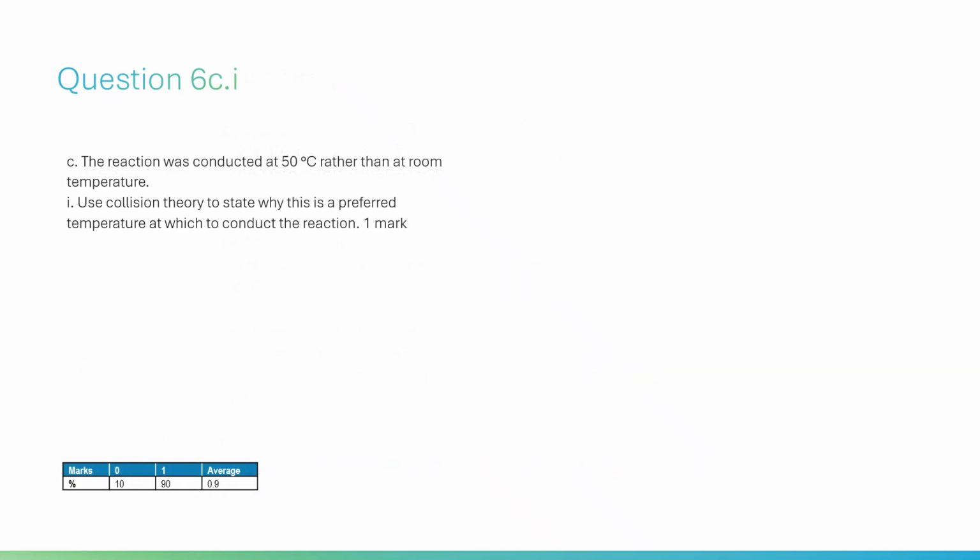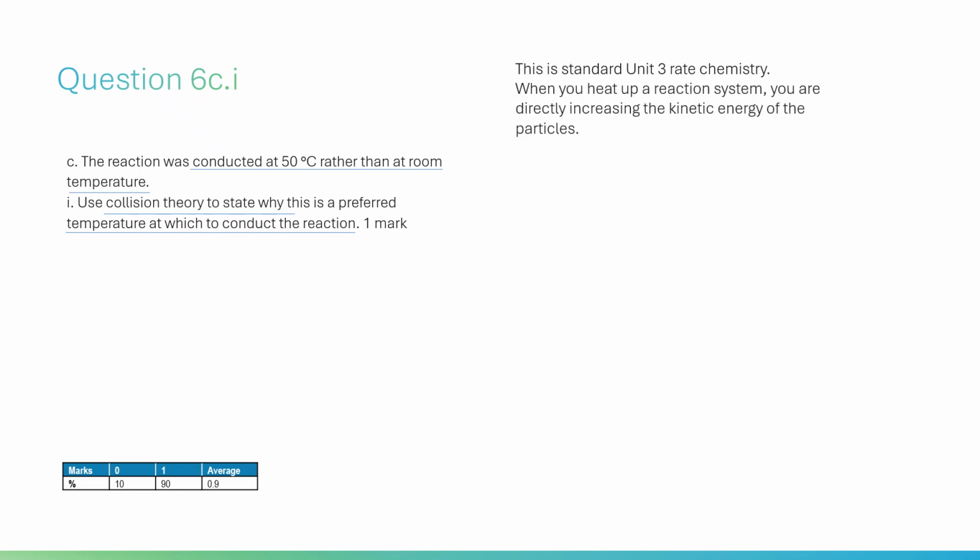The reaction was conducted at 50 degrees Celsius rather than at room temperature. Use collision theory to state why this is a preferred temperature at which to conduct the reaction. 1 mark. This is standard Unit 3 rate chemistry.